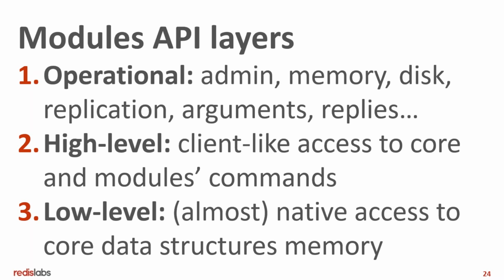Then there's a high-level API, which basically consists of a single command, I'll show you that later, which allows you to access Redis from a client, or rather a dummy client inside of Redis. It lets you access any of Redis's capabilities through that. And then there's the low-level API, which is the most powerful one because it provides you an almost native access to everything that Redis has and much more.